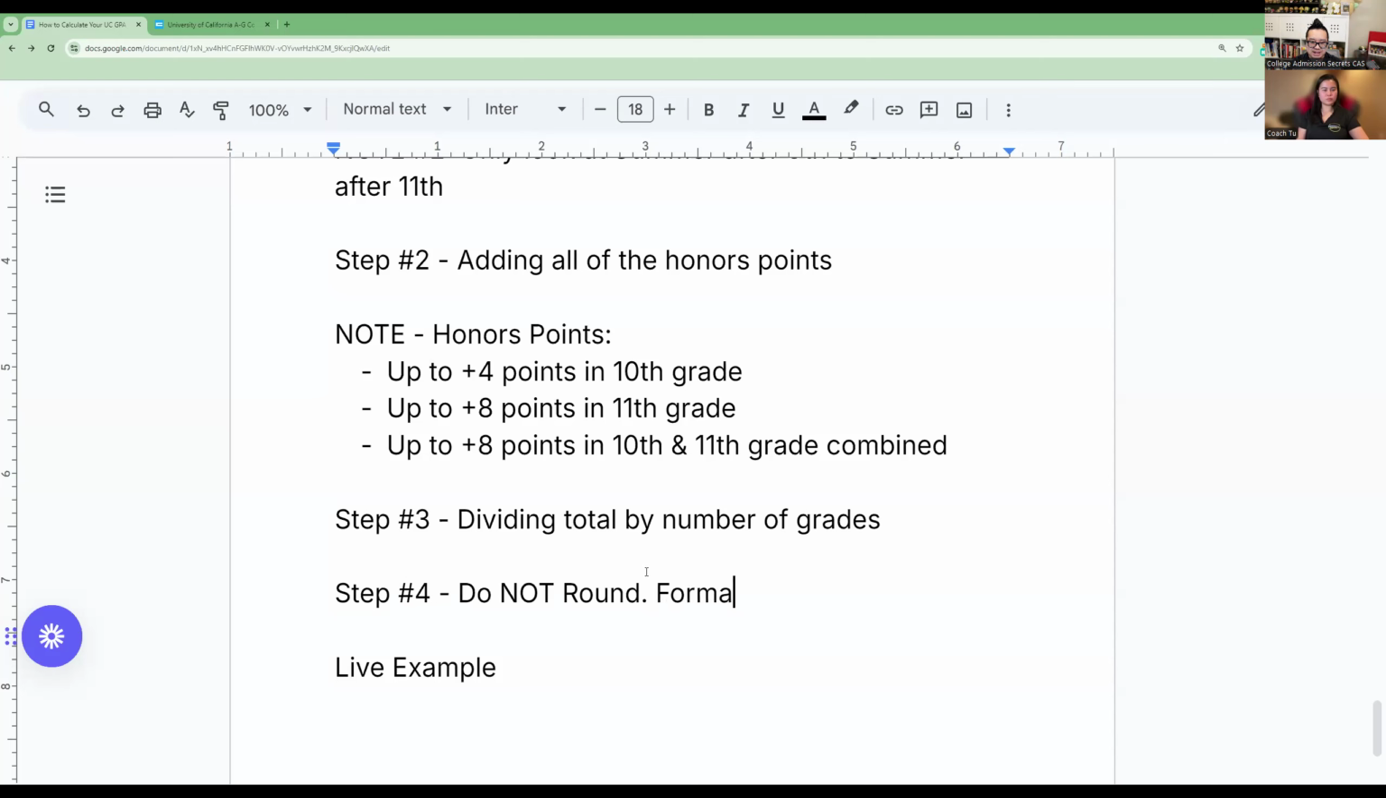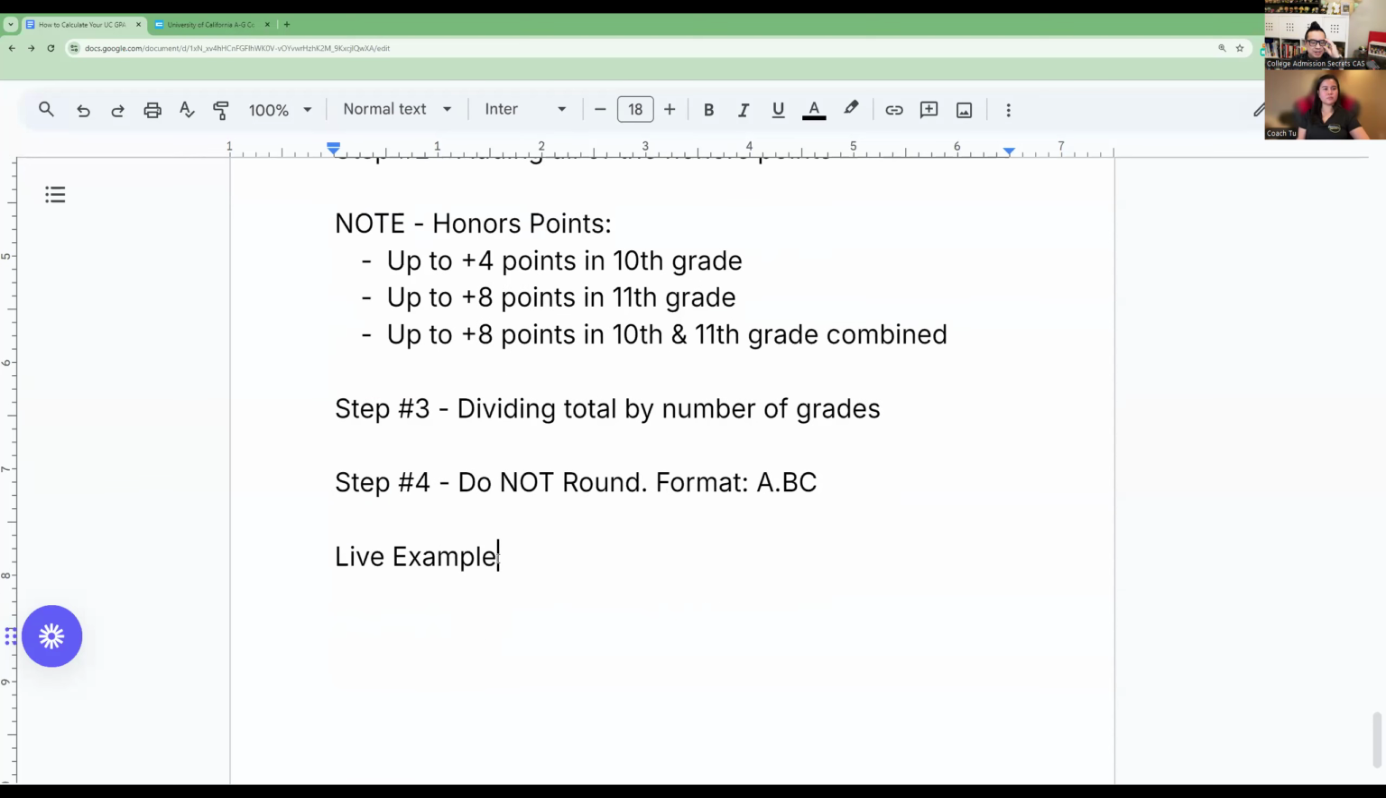The format is basically A dot BC. That's it. There's no D number that rounds it up. All right, let's do some live examples again, because one thing I'm seeing in the chat is people saying they don't get this part. So let's do a few examples. I think by doing examples, it might make sense for some folks.